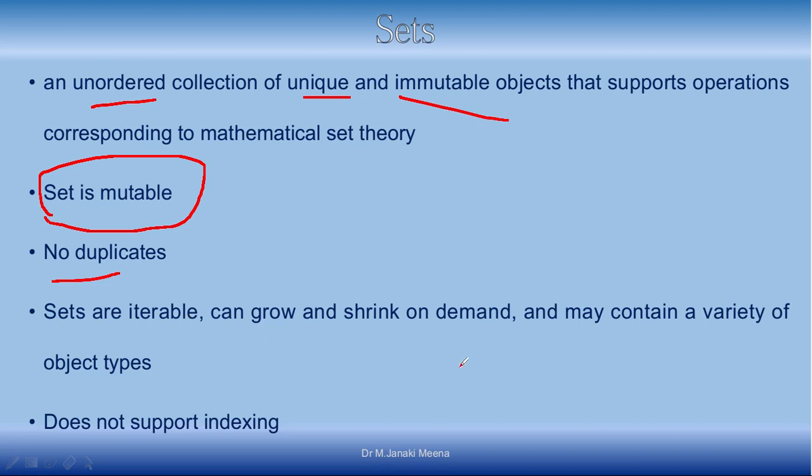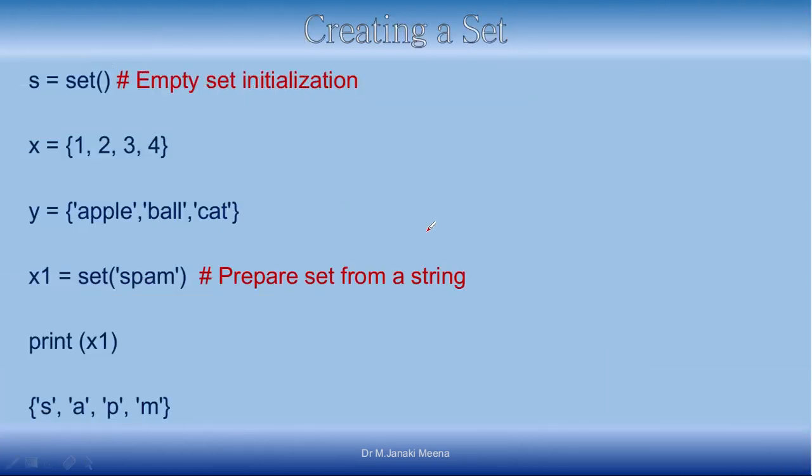It can grow and shrink on demand and can have a variety of object types. So, it can be heterogeneous. The elements can be of different types. This is what is about set. And as already discussed, it does not support indexing because it is an unordered collection of elements. So, first we will discuss how to create a set.